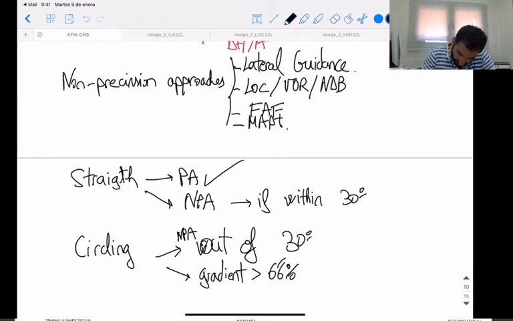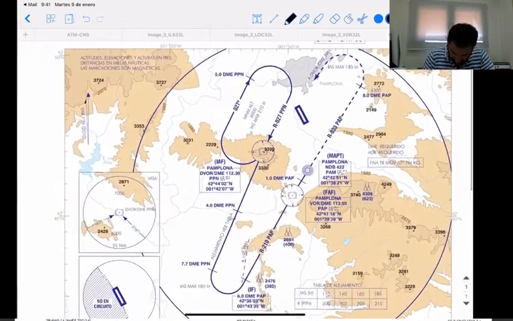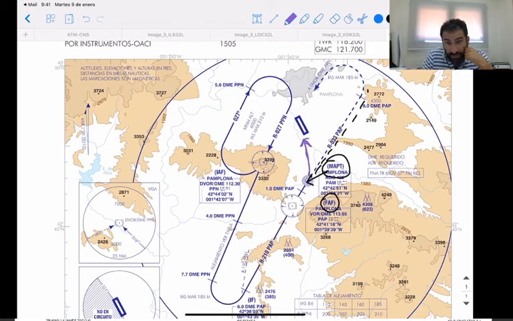So, for instance, we can see an example here. That's Pamplona, in which you see here that we have defined the FAF at Pamplona's beacon, and here we have the MAP defined at this NDB. So it's where you need to initiate a go-around procedure following this dashed line, and how to fly from the final approach fix to the runway is not defined. You have to do it on your own. You have to establish visual contact.